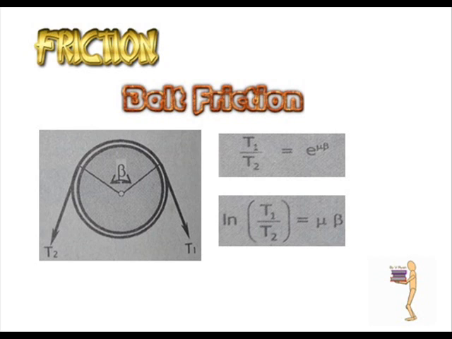Illustrated here is a typical sample problem of a belt friction. The formula should be T1 over T2 is equal to e raised to mu multiplied by beta. Another is ln T1 over T2 is equal to mu multiplied by beta.